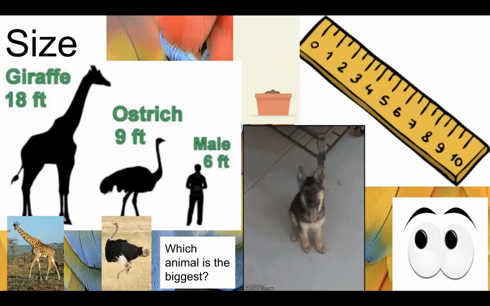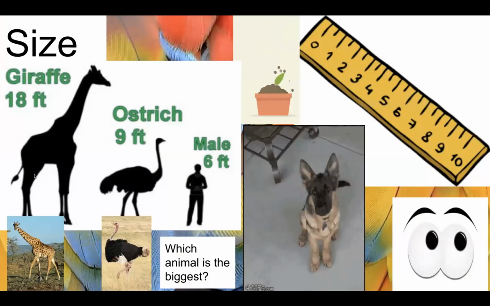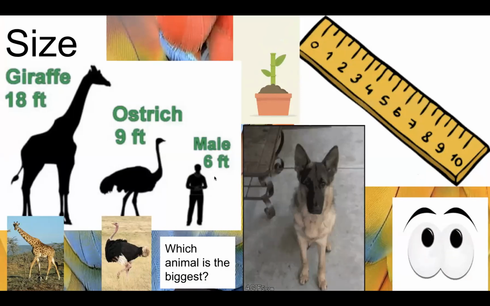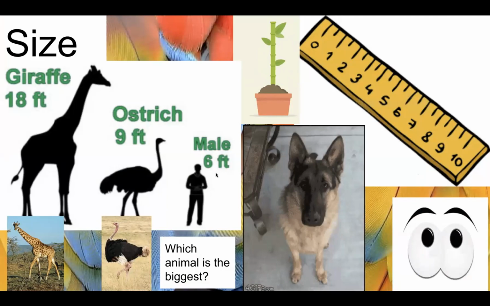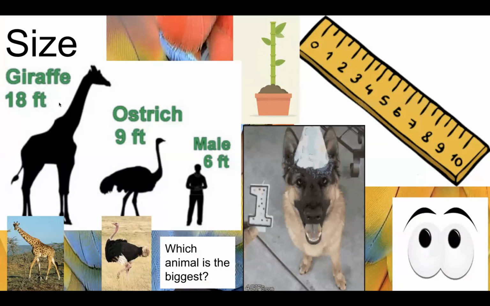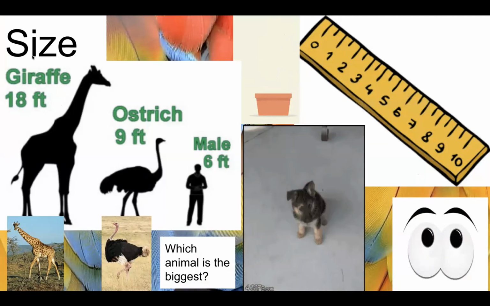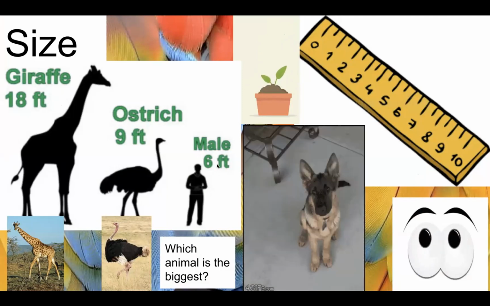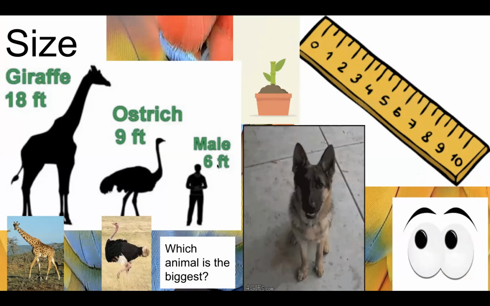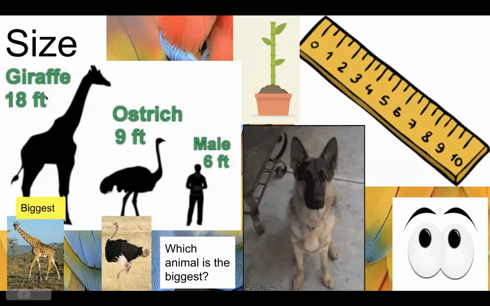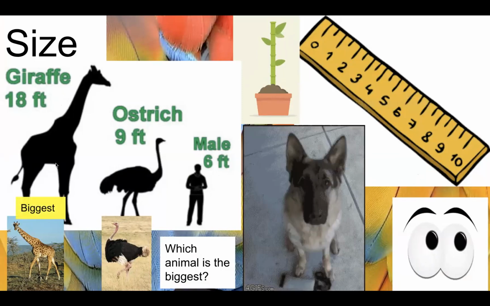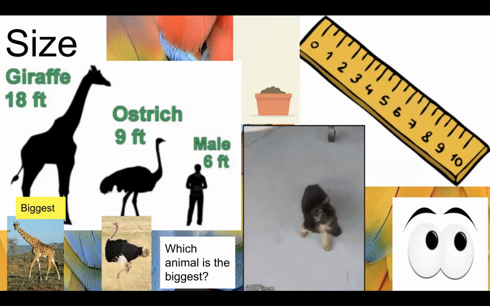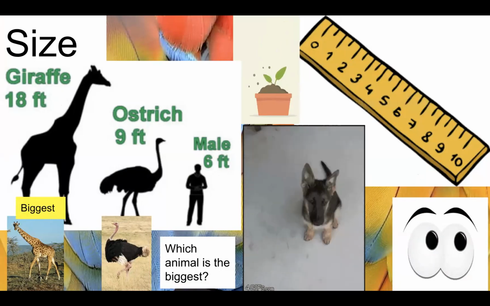And then let's take a look at some more size words. So here we have a giraffe, a big bird called an ostrich, and then a person. So which of those three animals do you think is the biggest? The giraffe, the ostrich, or the person? So the biggest one is, of course, going to be the giraffe. They are really big. So if you ever have a chance to go to the Dallas Zoo, take a look at just how big and tall those animals are.